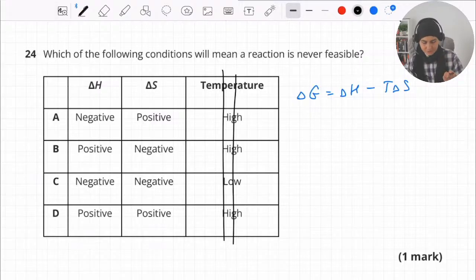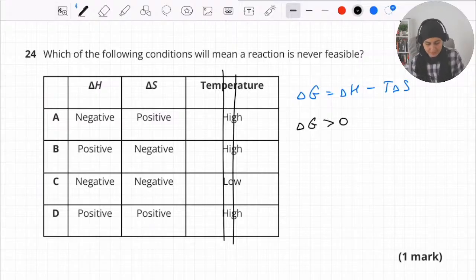Only for IB students, right? For A level, you need to know it by heart. Okay, and the reaction is never feasible. What does it mean? It means that at any temperature, at both low and high, delta G is positive. So the reaction is not feasible when delta G is positive.